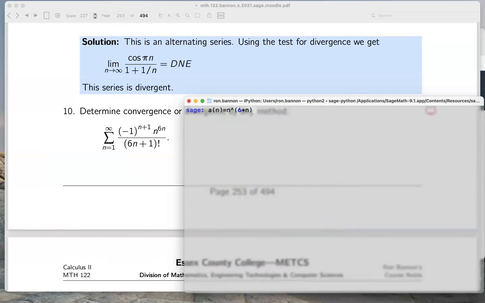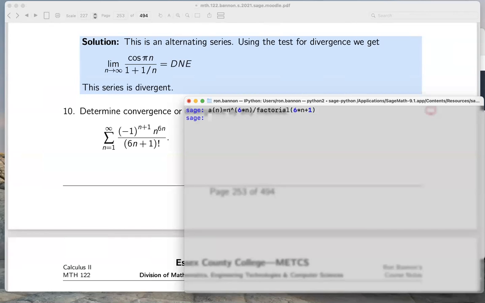Again, these are not easy to think through. That's why machines do help us sometimes. So 6 star n plus 1, and I want to do factorial. So I've got to type in factorial. Sorry about that. And that's going to be 6 star n plus 1 factorial. Oops, I didn't mean to do that. Okay. I just want to test it out.